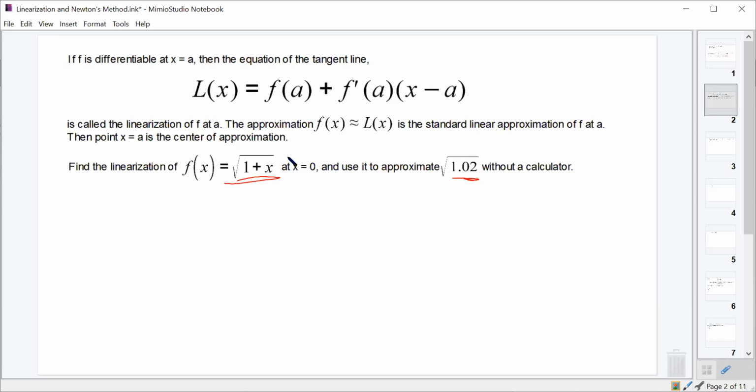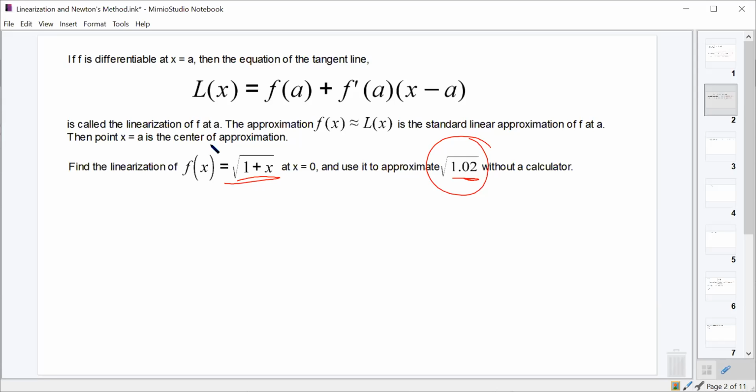So this function that we're going to first look at is the function of the square root of 1 plus x. And so we're going to use that function to approximate this value. But we're going to be able to do it without a calculator, which is nice because you don't have a calculator for everything on the AP test. And also, this is one of the ways that your calculator does approximate things: it uses these linearizations that come from derivatives. So there's a couple of important pieces of this to remember.